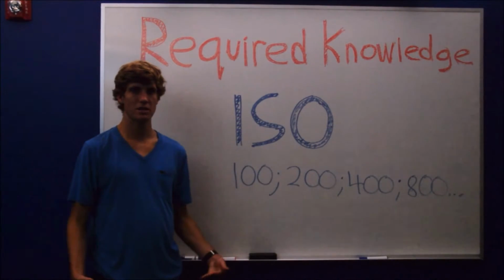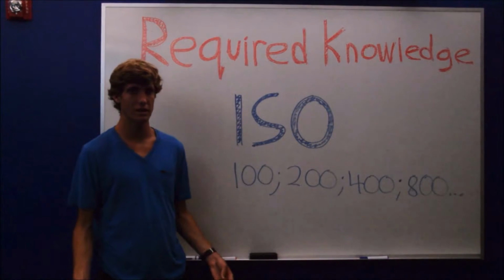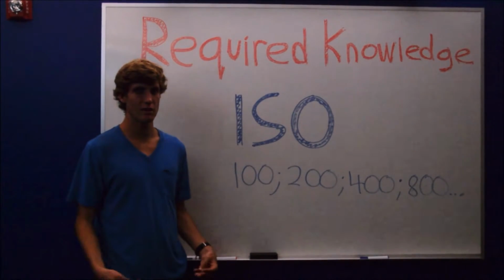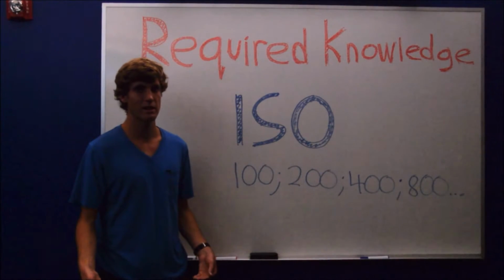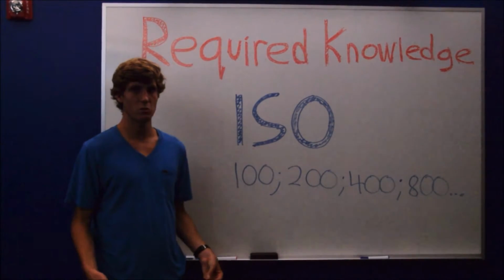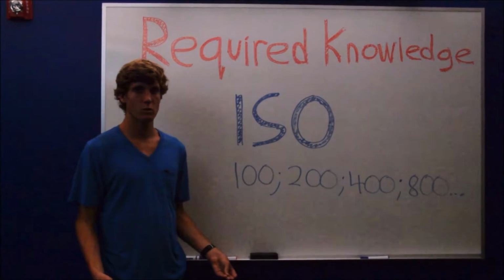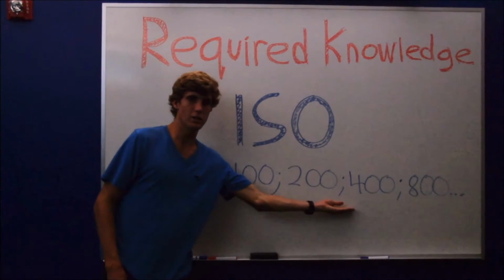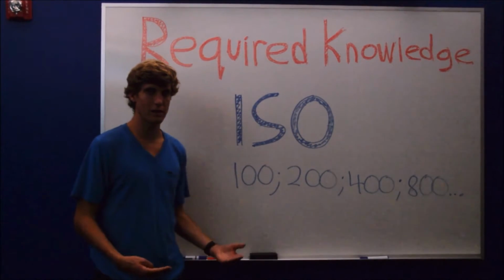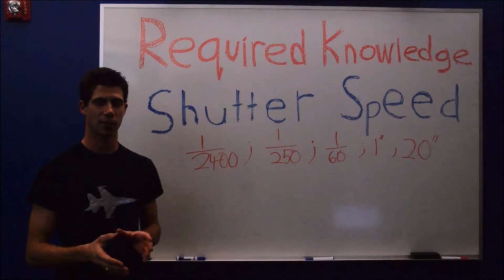ISO is the camera's sensitivity to light. In the daytime, there's a lot of light available, so you want a low ISO. In the nighttime, there's a lot less light available, so you want to use a higher ISO. The camera's more sensitive to the light, and it'll pick up more. The problem with a high ISO is there's more noise, and the picture will tend to look more grainy. For our purposes, we want to stay around the 200 to 400 range, so we still have enough light, but it's not too grainy.